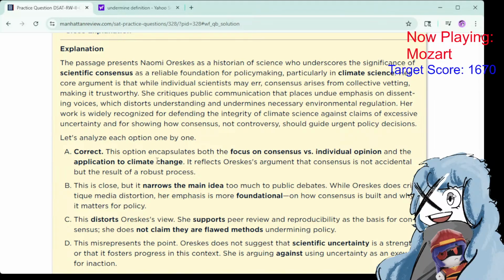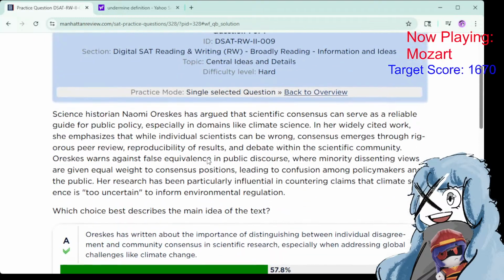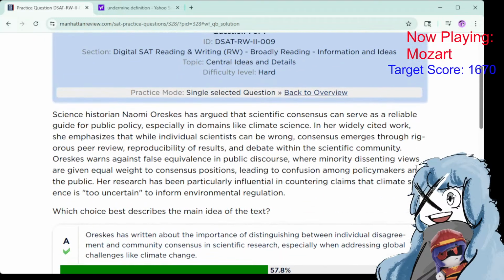He does not make any application to climate change. She's a climate scientist. She's climate science in general. She doesn't mention climate change. Look, anywhere does it say climate change? Where does it say climate change? It says climate science, not climate change. It's nothing to do with climate change.